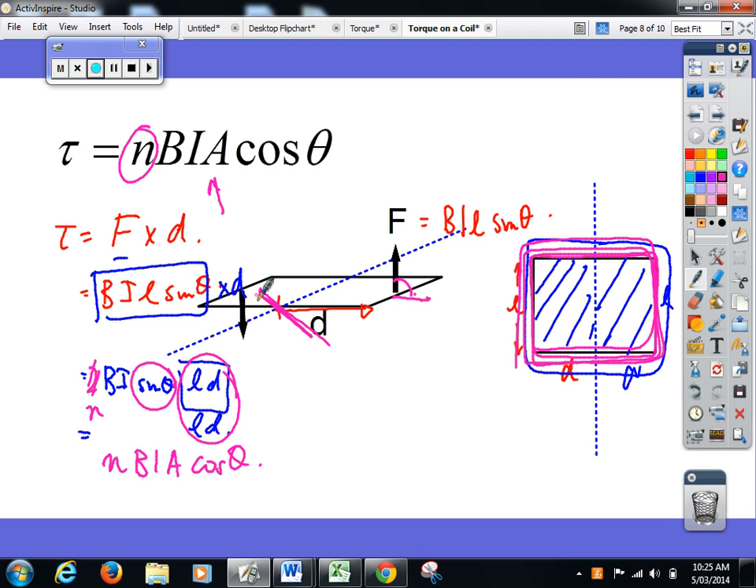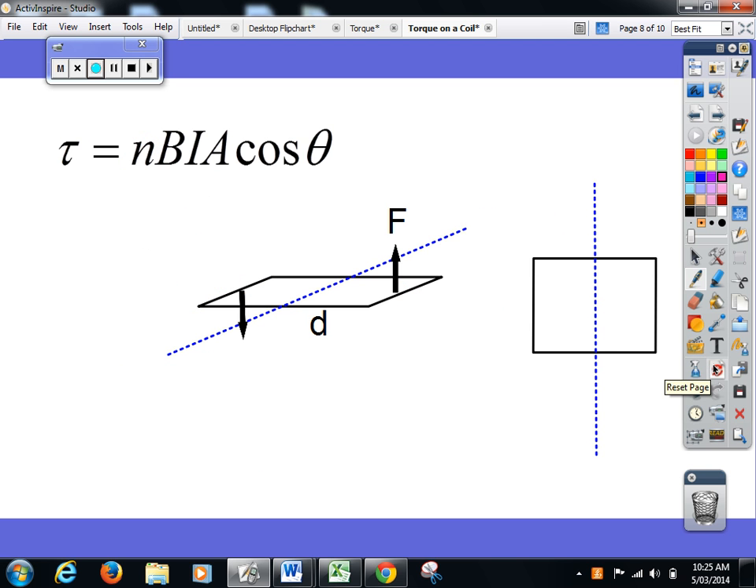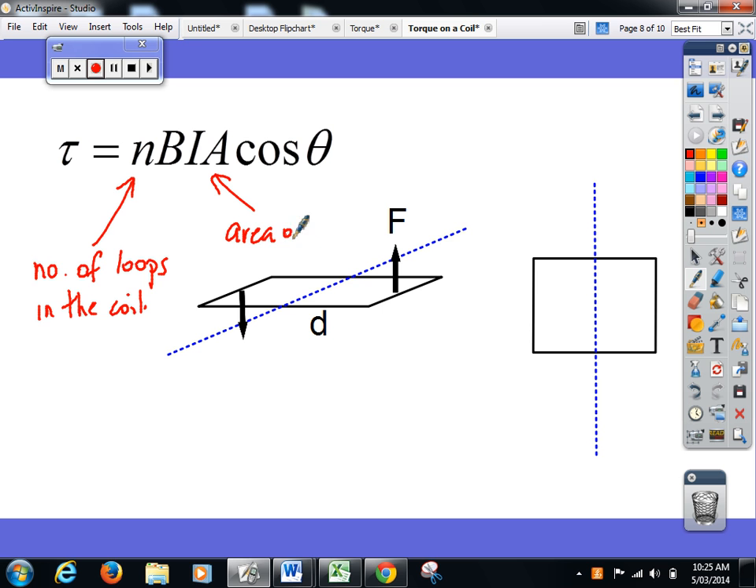So, that being derived, let's work out what everything was. N, the number of loops in the coil. B and I, I'm not going to tell you about that. A is the area of the coil.